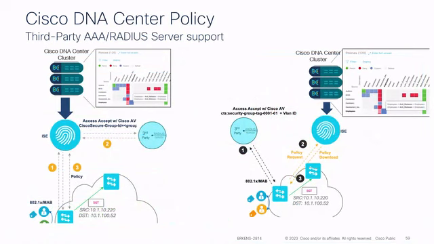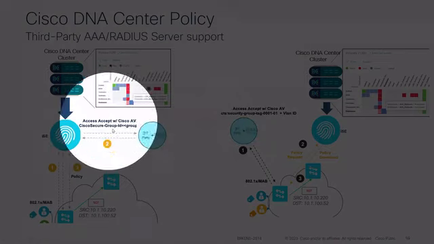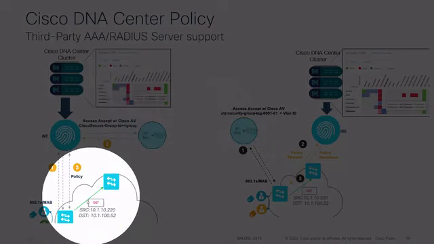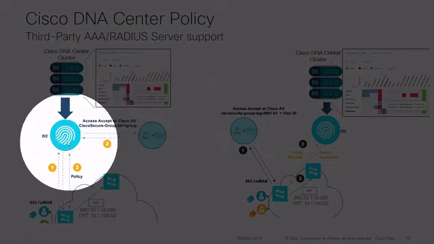So this is the slide I highlighted. I'll talk about third-party AAA NAC integration today within Fabric. So there are 2 options. The first option, what you see on the left-hand side, this is where ISE is acting as a proxy.